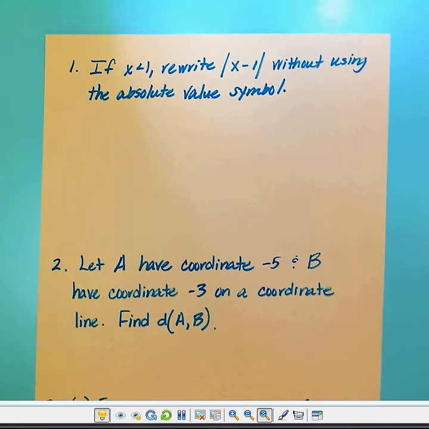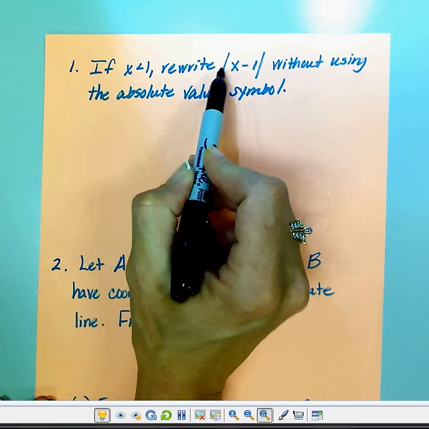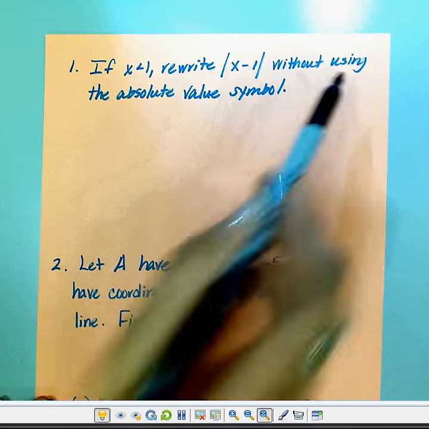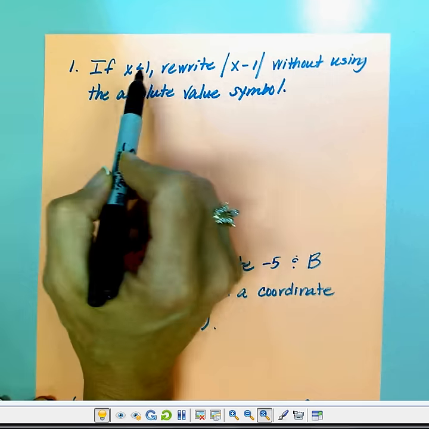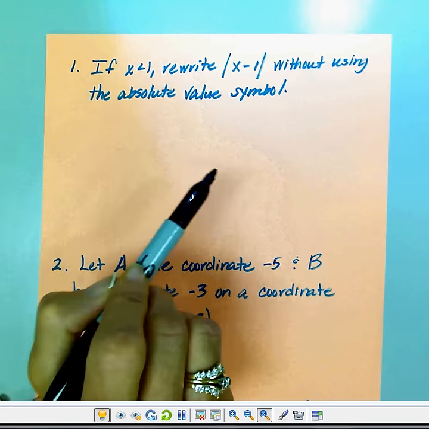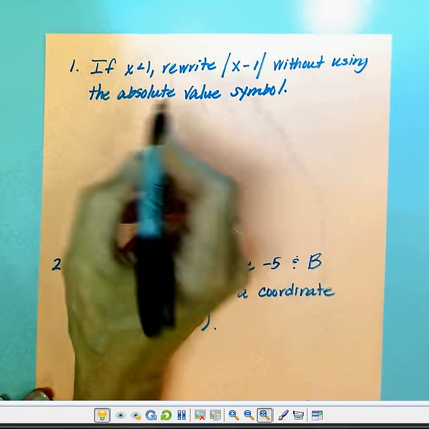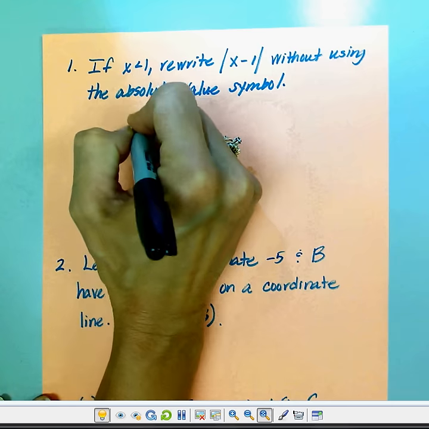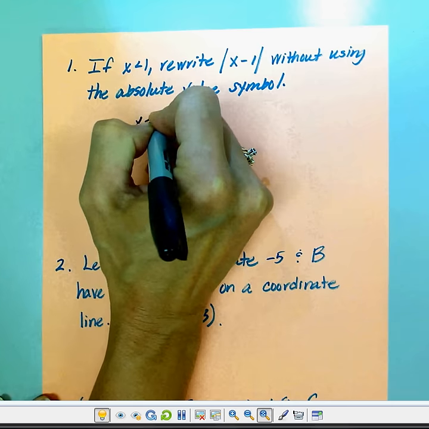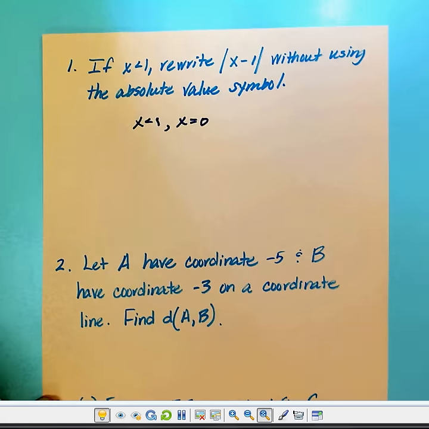The first kind of example that you'll run into in your homework will ask you to rewrite a quantity that contains absolute values without using the absolute values. And they'll give you some kind of restriction on your domain. Remember, your domain are all your values of x that you're inputting into. And so it says if x is less than 1. So you need to pick a value less than 1. So I'm just going to pick x is equal to 0, because we know that 0 is a value less than 1.